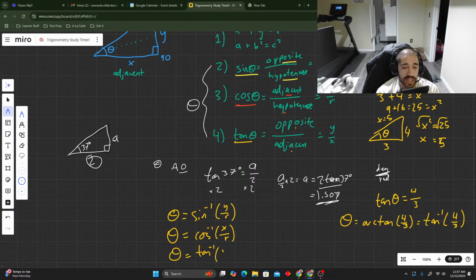Or you're going to see it as how I have it over here in arc. You'll see arc sine, arc cosine, arc tangent. And so those are the main things you need to know in real life. If you can master those, you'll be set.